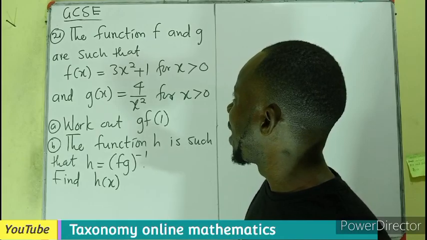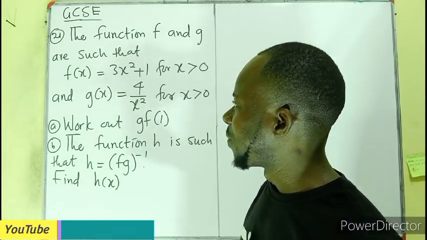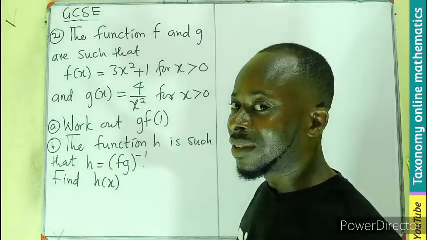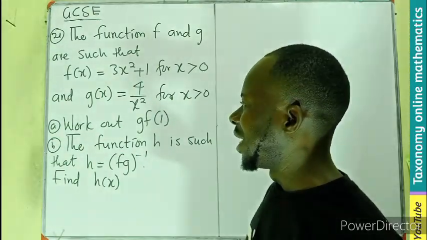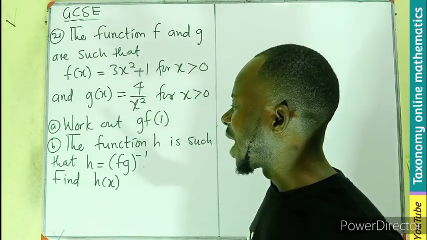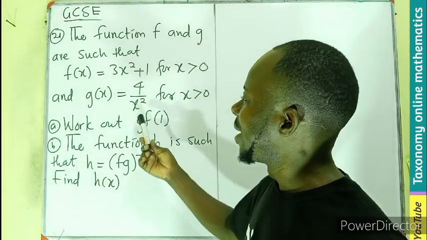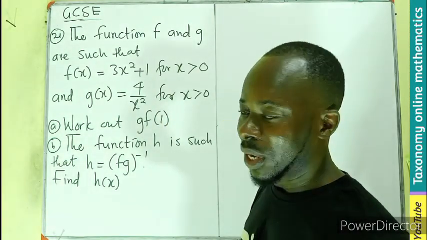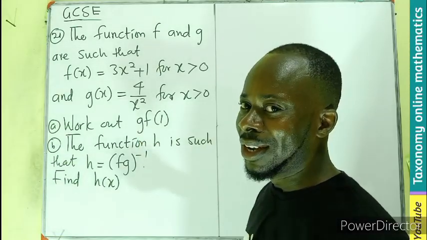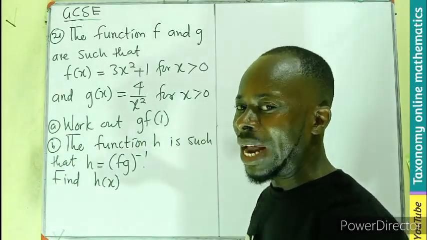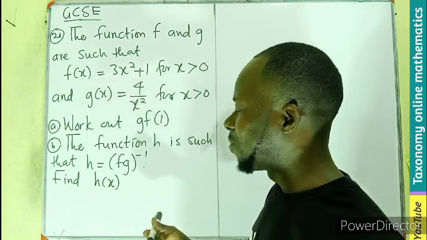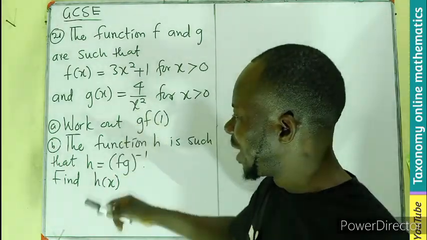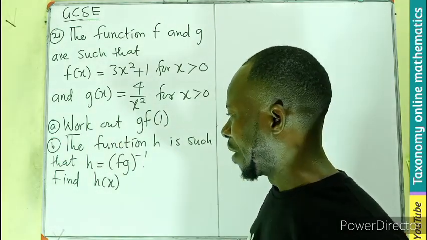So the functions f and g are such that f of x is defined as 3x squared plus 1 for all x greater than 0. Then g of x is also defined as 4 divided by x squared for all x greater than 0. First question, we have to work out g of f of 1. That is g of f, picking the f of 1 first. Then we pick the g of the f, all right?